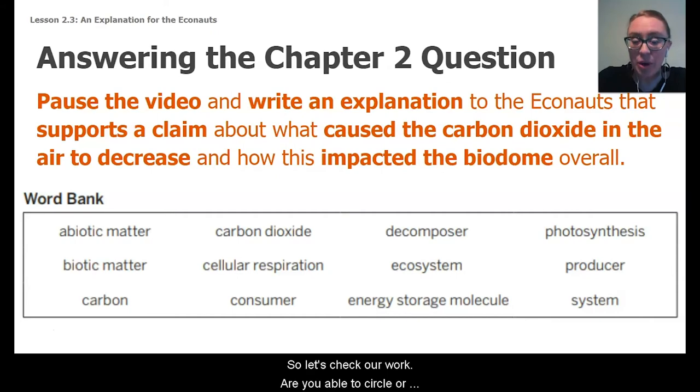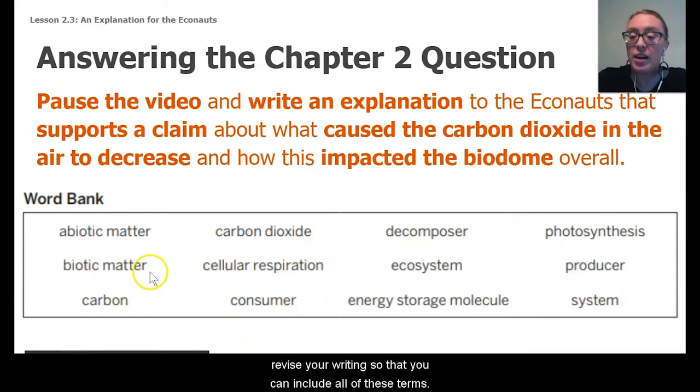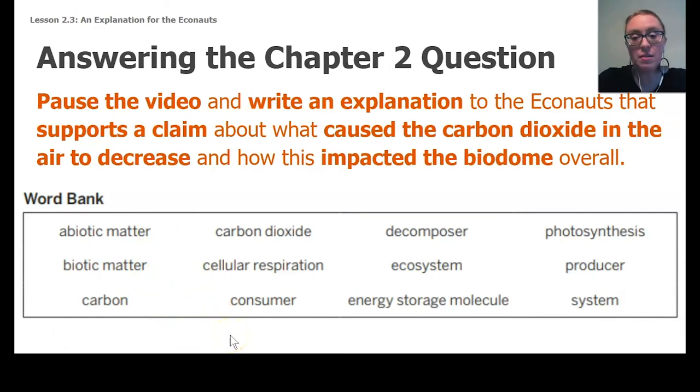So let's check our work. Are you able to circle or underline all of these terms in this word bank in your explanation? If you're not, pause the video again and revise your writing so that you can include all of these terms.